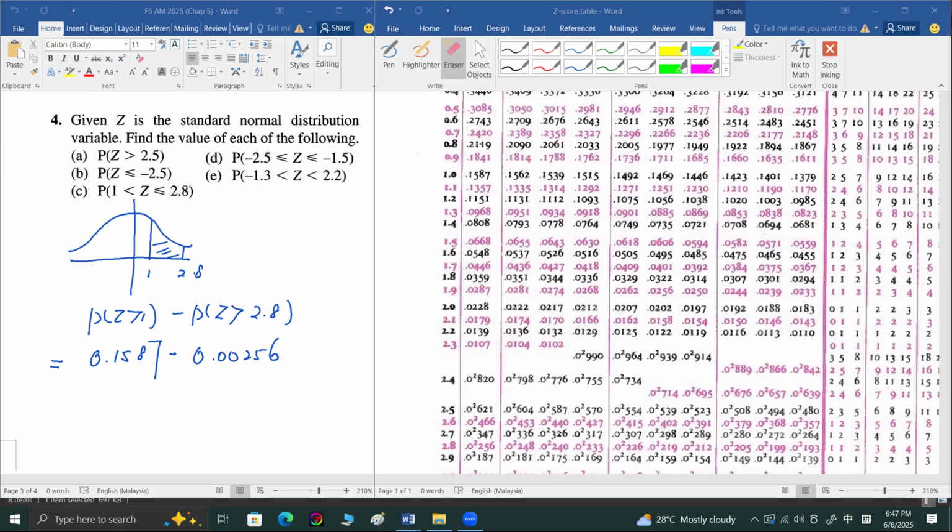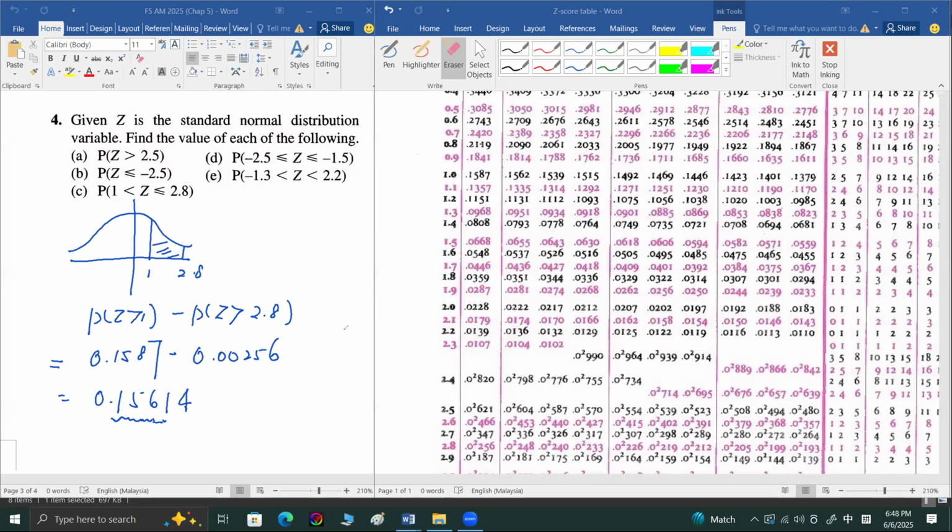Okay, check with the calculator and see. Just now 0.1587 minus 0.00256 gives 0.1561. Actually, from a calculator, it's 0.15614, right? Normally, we leave the answer to 4 significant figures. Okay, just now I showed you with the calculator it is 0.1561. Okay, can you follow?